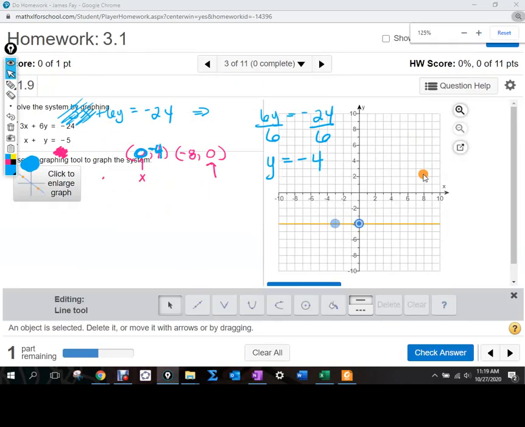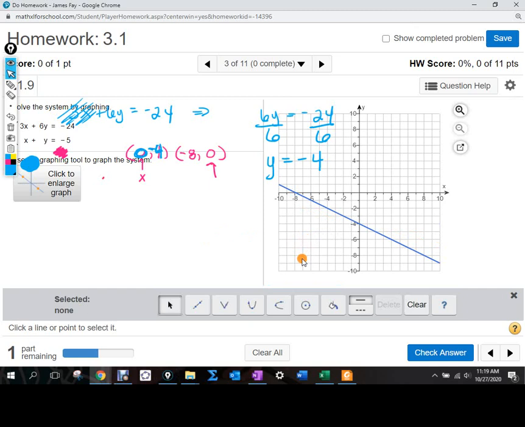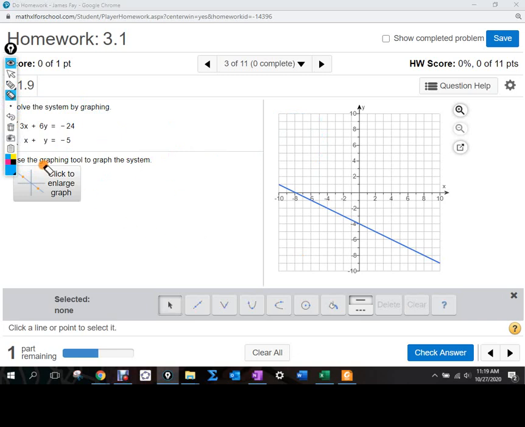So then obviously when you're graphing that, we got 0, negative 4, and the other one was X be negative 8, 0. Remove those, and now we've got that line. Okay, just real quick, let's run through what that next one would look like. Because the next one is still, I'll leave it zoomed out, but I'll write it down here so I can write it bigger. X plus Y equals negative 5.